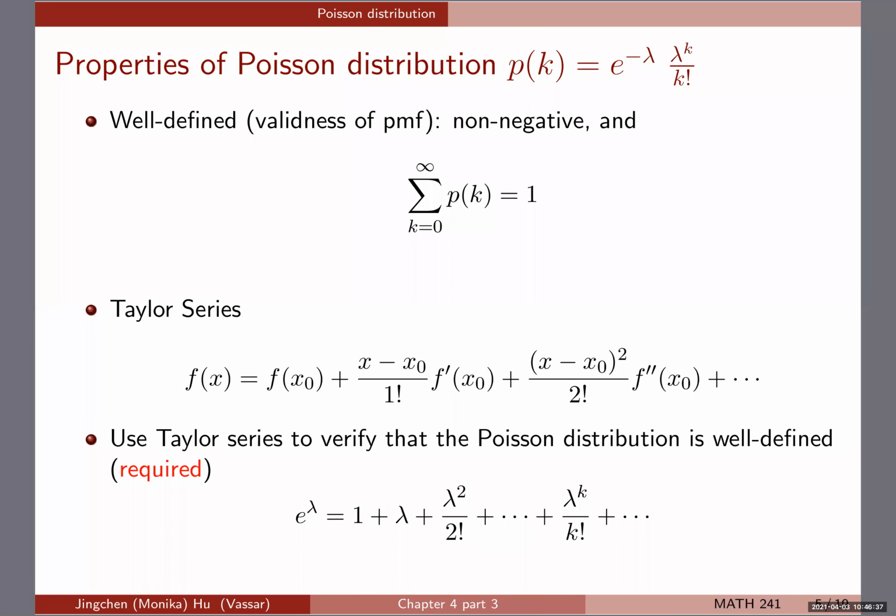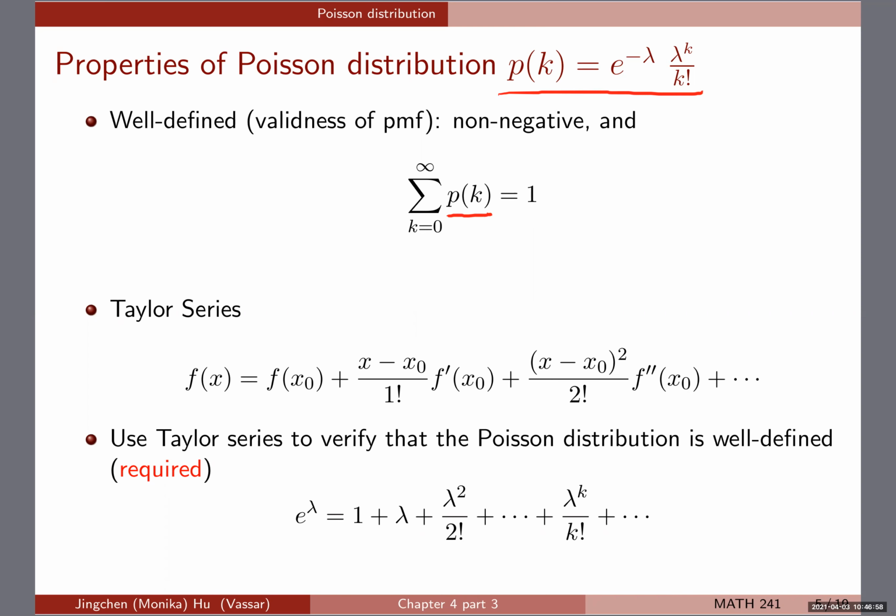Okay, so now we come to the properties of Poisson distribution, and we show the PMF up here for you. We will use this throughout this video whenever we're trying to show certain properties of Poisson distribution. So the first property is that it's valid or well-defined, meaning that if I'm summing up all of the PMF, they should be 1.